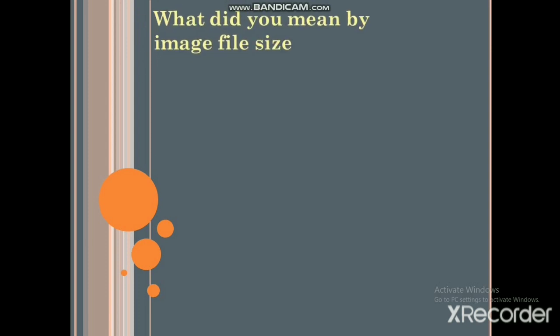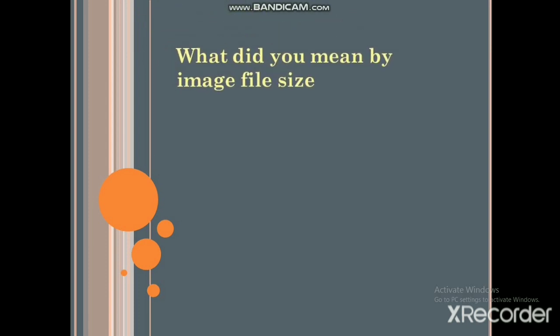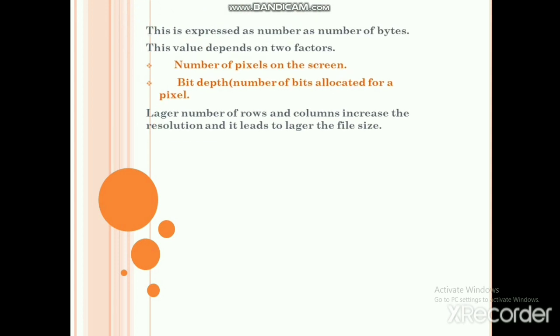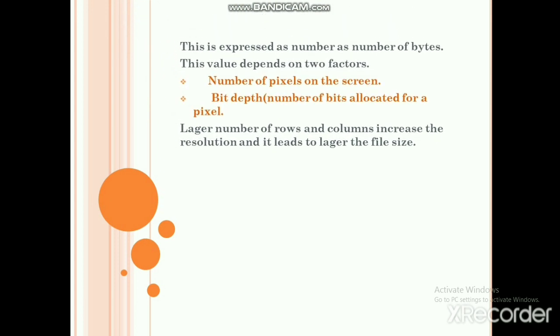Second question. What do you mean by image file size? This is expressed as a number of bytes. This value depends on two factors: the number of pixels on the screen, and the bit depth, which is the number of bits allocated for a pixel. A larger number of rows and columns increases the resolution, and it leads to a larger file size.